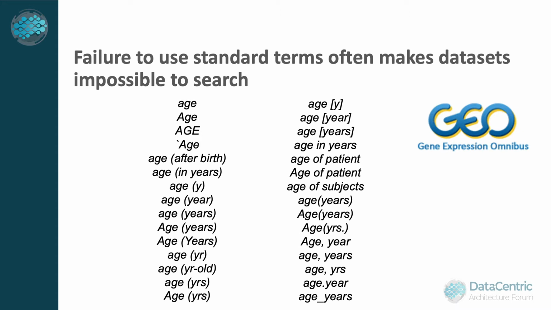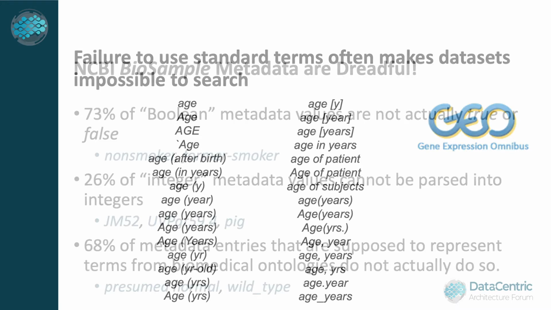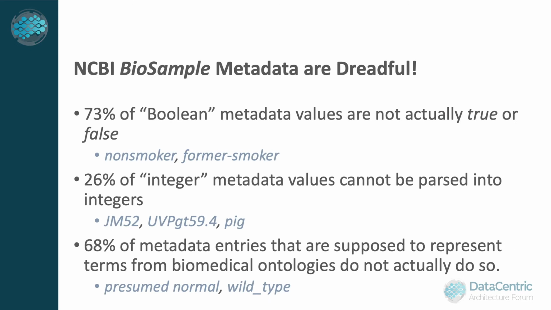We see age and age and AGE in all caps, and pop age and age after birth and age in years. And again, what do we search for if we're looking for the age of a patient being in a certain range? What do we do if we're really concerned that we want to get all the possible data, and yet we know that they're going to have all these different variations, and we know that there can be lots of typos as well? We, in fact, did a very careful analysis of an NIH database known as Biosample, and we see that they're absolutely dreadful.